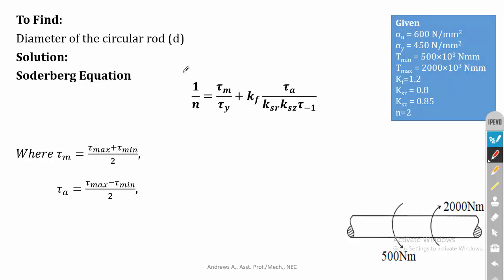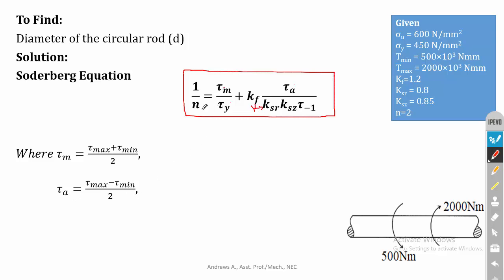So this is the Soderberg equation for twisting moment. In the place of sigma, you will have tau here. So 1 by n is equal to tau m divided by tau y plus Kf tau a divided by Ksr, Ksz and tau minus 1. Here, since it is shear load, Ks also will be there. And here tau m is tau max plus tau minimum divided by 2, and tau a is tau max minus tau minimum divided by 2.